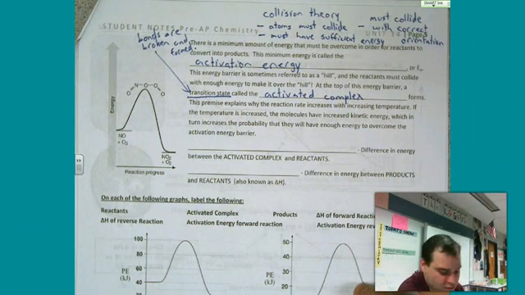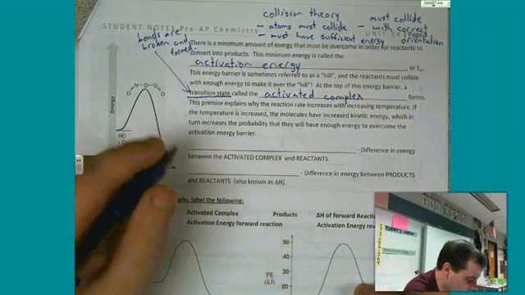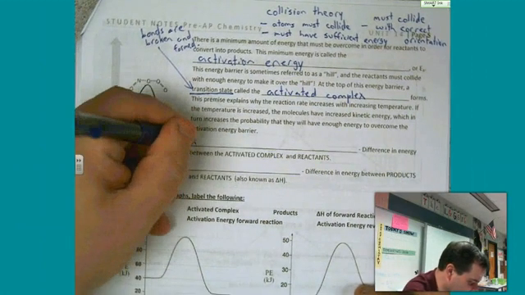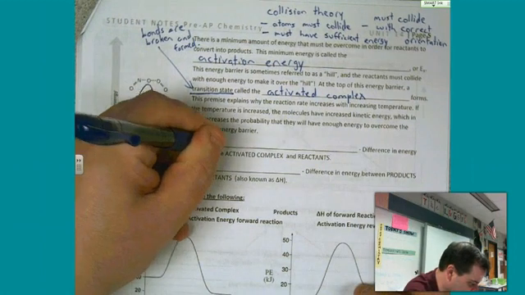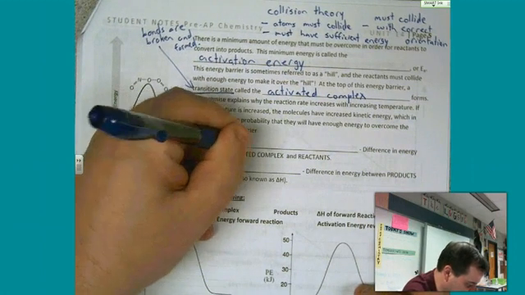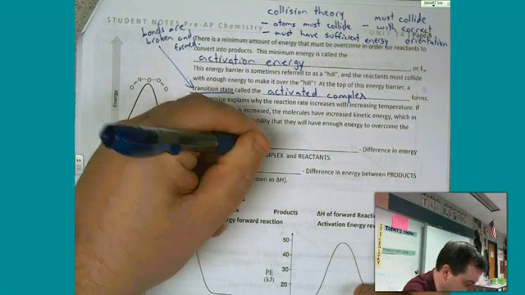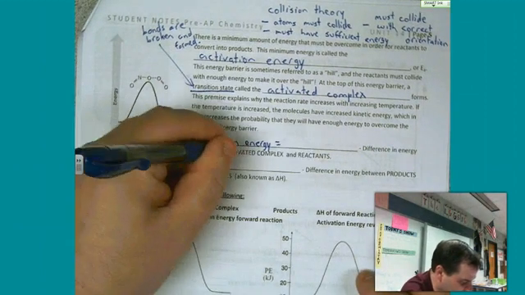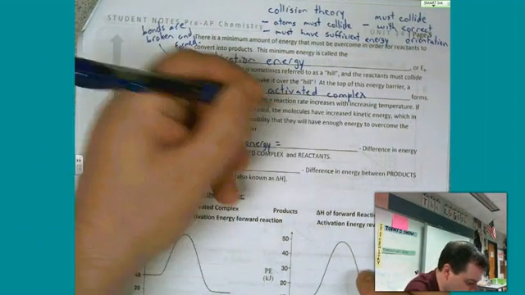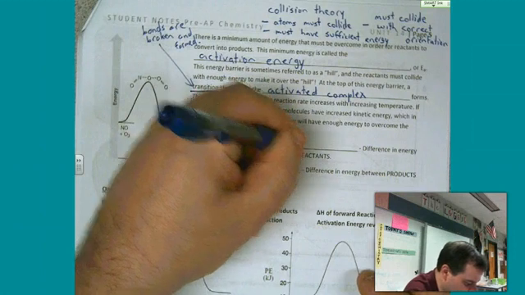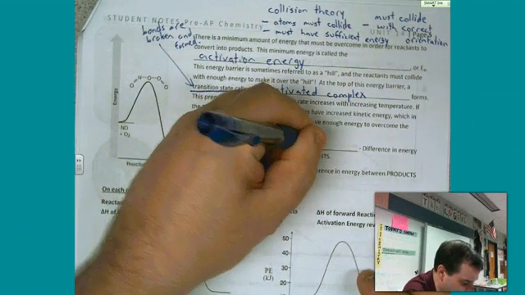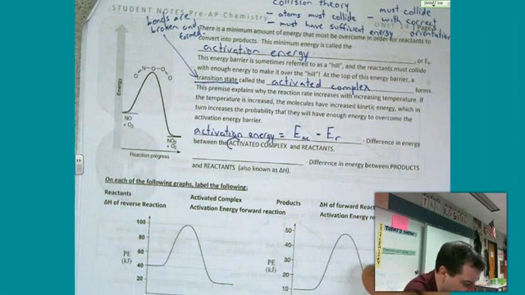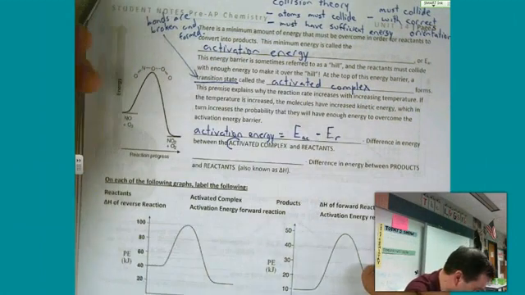The difference in energy between the activated complex and the reactants is the activation energy. So it's the energy of the activated complex minus the energy of the reactants. I should probably use delta H, but whatever, I used energy this time.